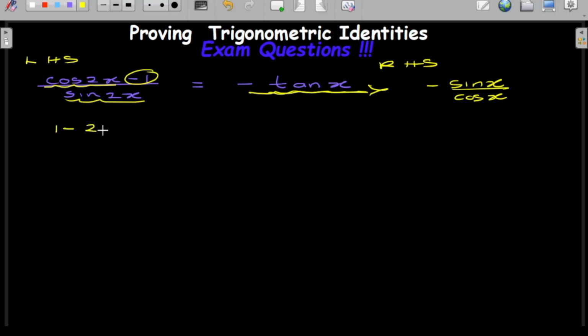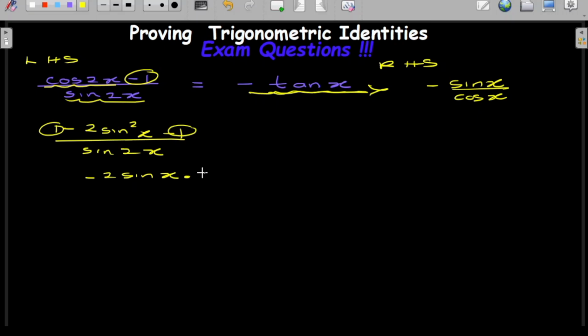The one that I'm going to pick over here is the one that has 1 minus 2 sin squared x. Why? Because the 1 is going to be cancelled by the minus 1. And I'll divide that by sin 2x. So you can see that the 1 and the minus 1 will cancel, and then what we're going to have left is minus 2 sin squared x.